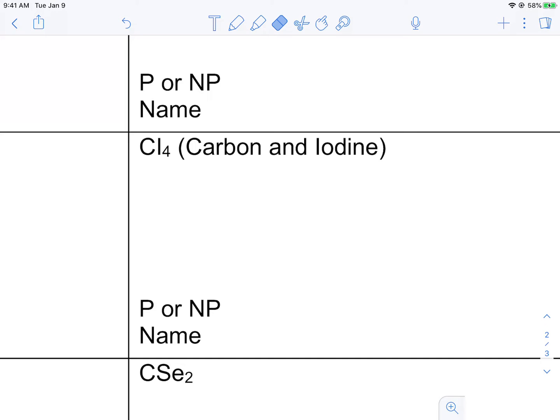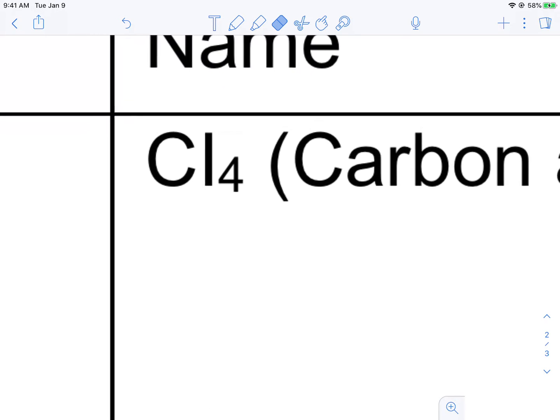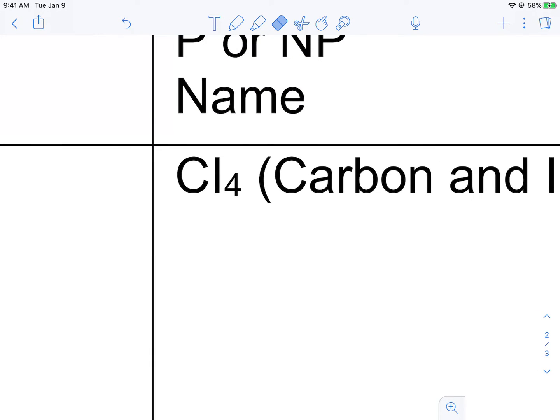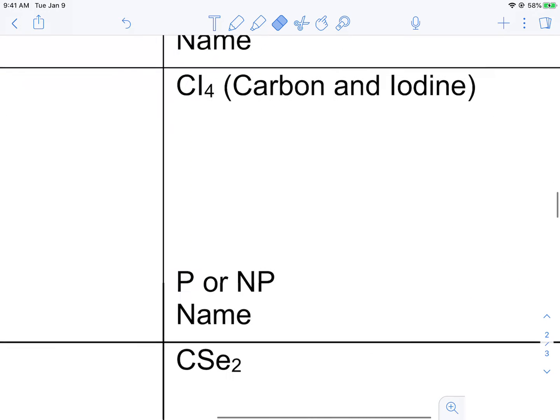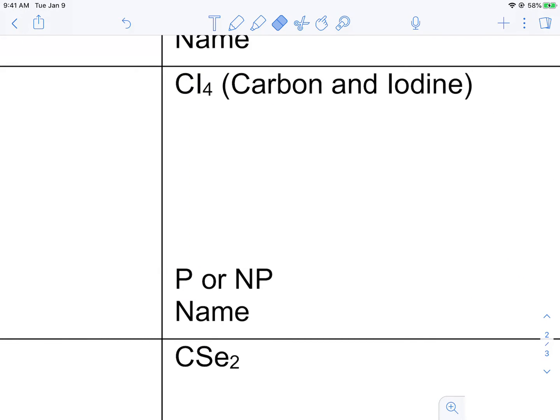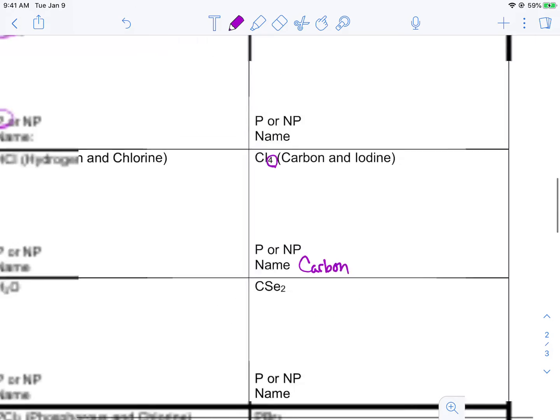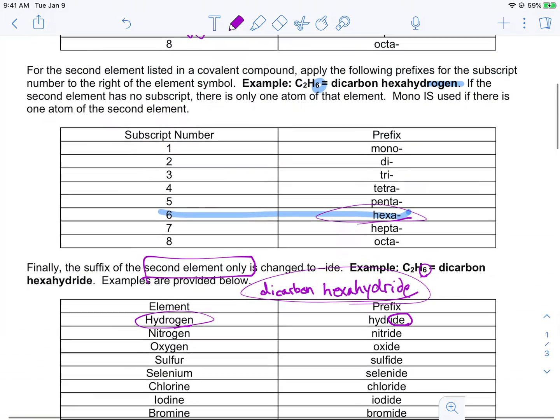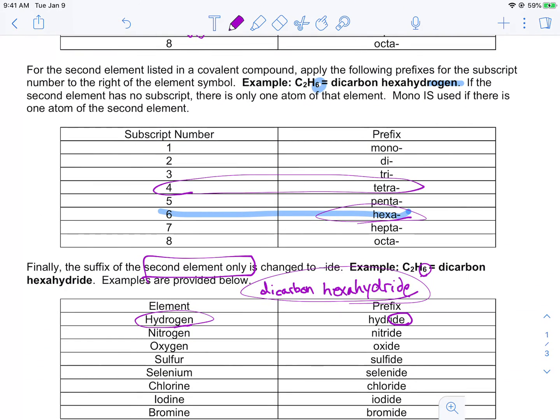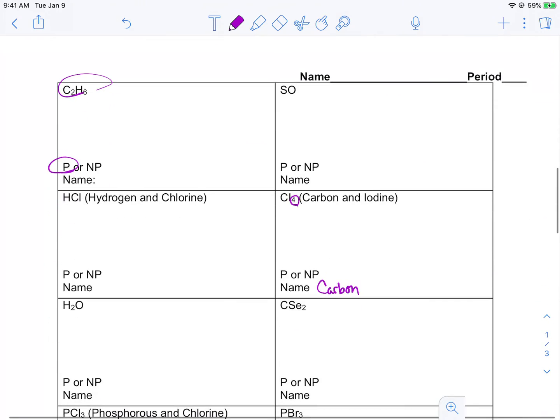So carbon is going to have no subscript right after it, so that means there's 1. So it's up to you. You can say monocarbon or carbon. I'm going to say carbon. Then our subscript after iodine is 4. So we find the prefix for 4, which is tetra.